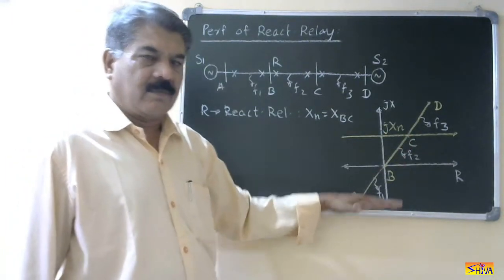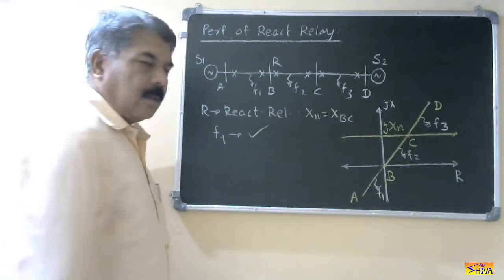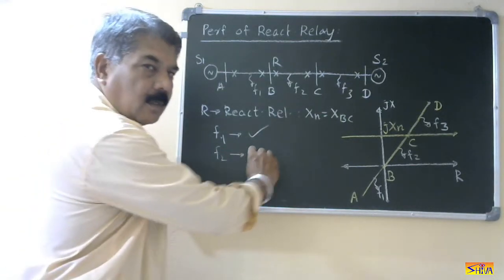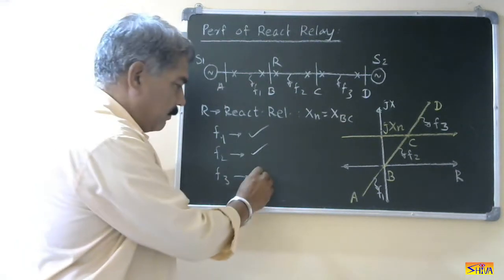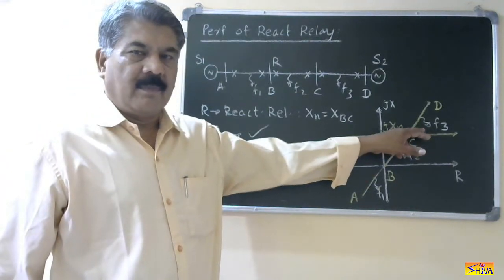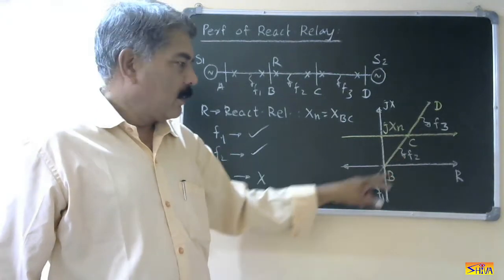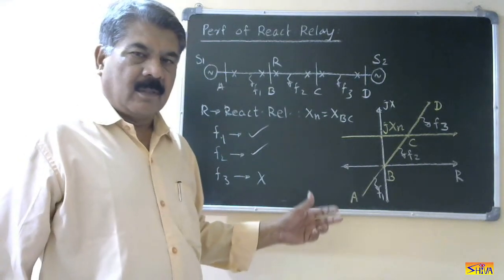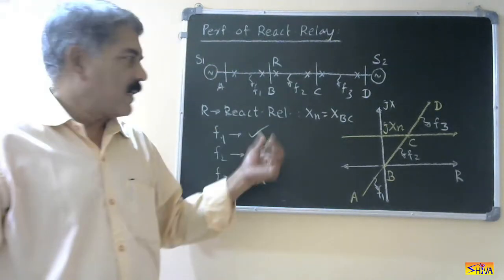So, if we consider fault F1, then the relay will operate. Fault F2, relay will operate. Fault F3, relay will not operate. So the relay will not operate for fault F3, that is desirable. For F2, it should operate, that is also desirable. For F1, it should not operate, but it is operating.